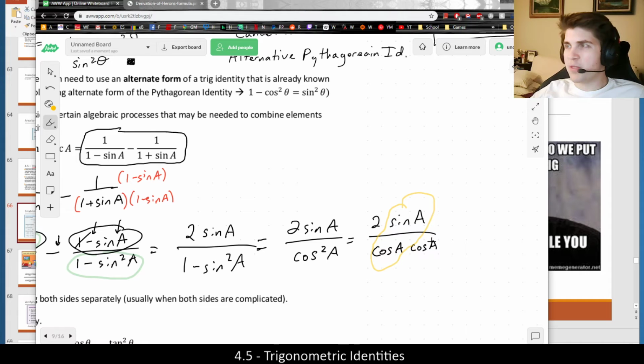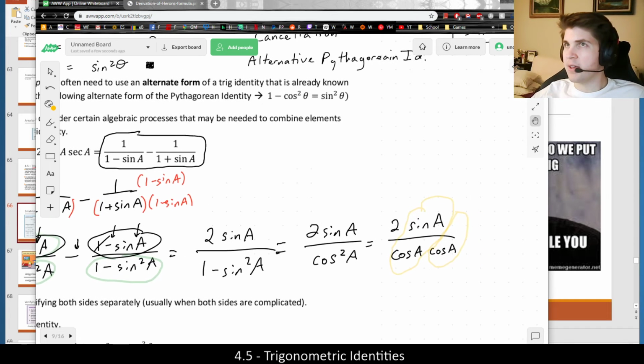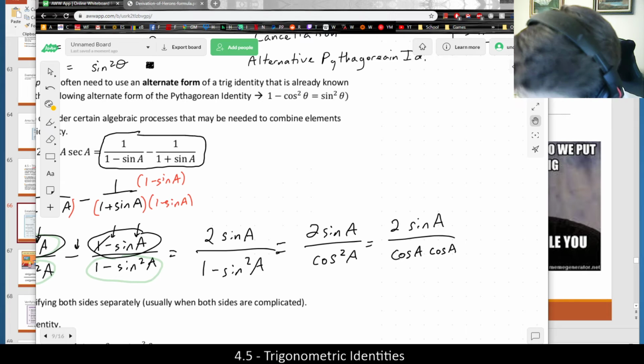And what I have remaining is 1 divided by cosine. 1 divided by cosine is secant. So looking back at my initial goal, I have 2 times tangent times secant. Well, that's exactly what I have here. So let's go ahead and hash that out, and we are almost done with this one.